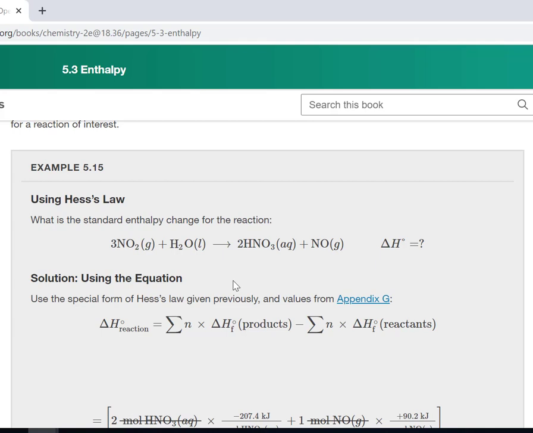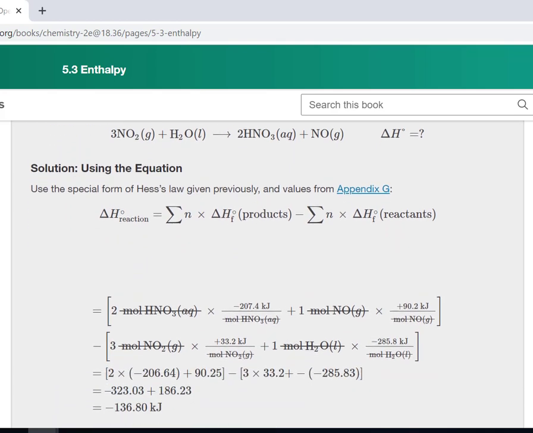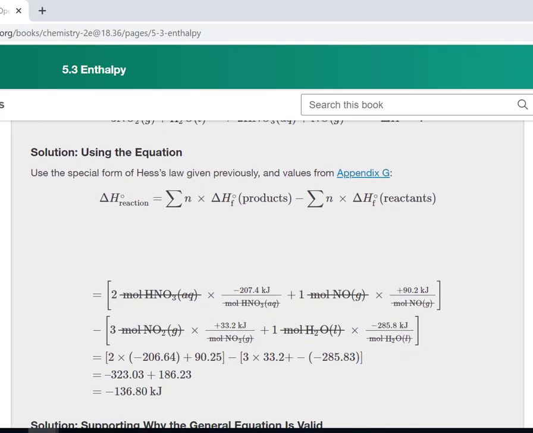Okay, so I'm assuming you've done that. I'm assuming you've gone and looked those up. And now we'll look at what the answer key is telling us. So for the products, we have 2 HNO3. This is the number you should have looked up. And then 1 NO, and this is the number you should have looked up for that. So hopefully that was pretty clear. For the NO2, we have 3. This is the number you should have looked up. And then 1 H2O, and this is the number you should have looked up for that one.